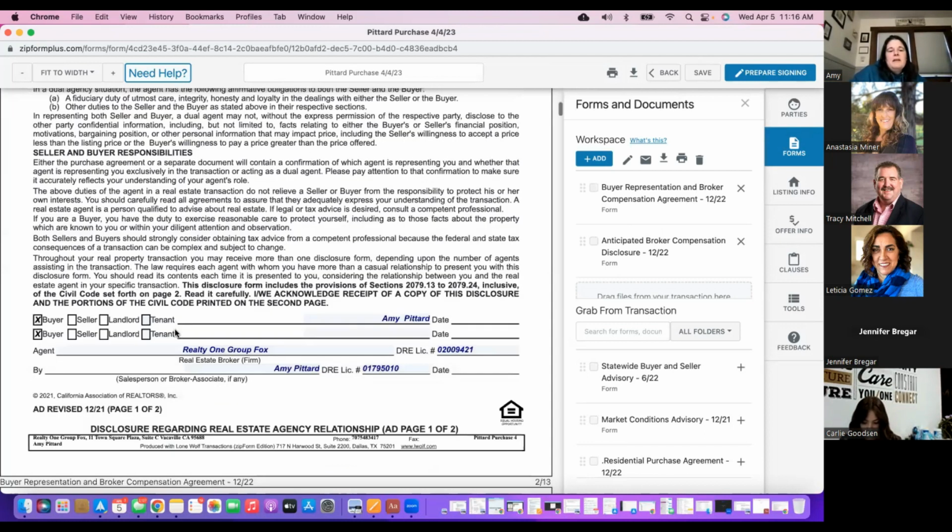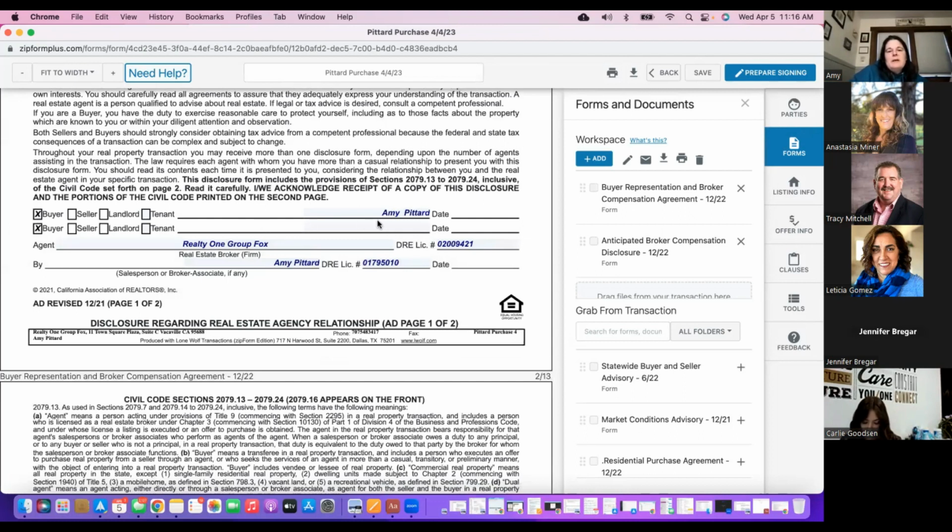Okay. This is where they would sign. You check the little box, and the name, Realty One Group Fox, goes there. This license number is not appropriate because I have not yet updated it. I think it's this one, I could be wrong. See if it changes. Nope. All right, well, it doesn't like me. There we go. Your salesperson name goes there and that goes there.